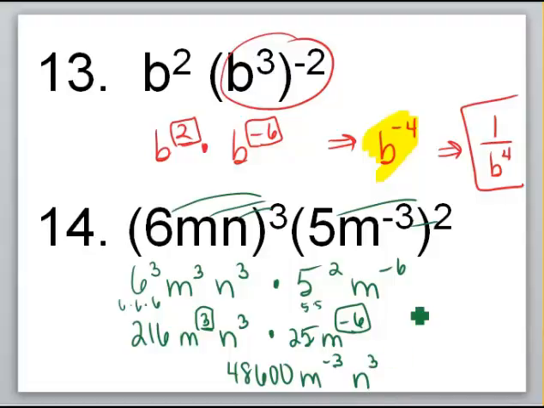N to the third. Now we're not finished because this m is unhappy. It does not want to be on the top of the fraction. So we move it to the bottom of the fraction. And we keep the other things where they were.